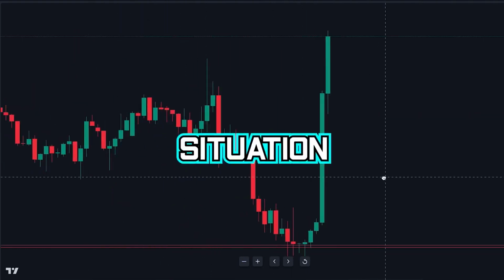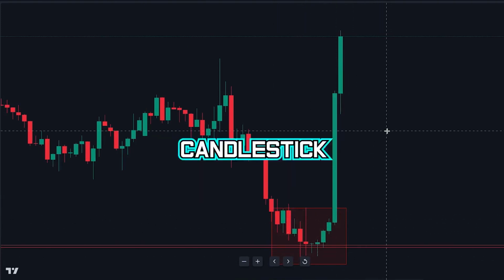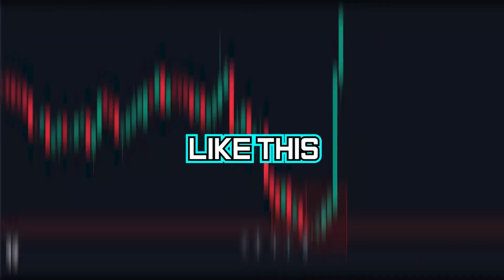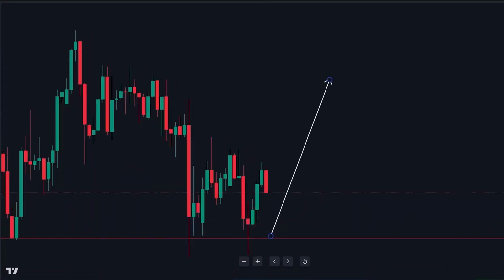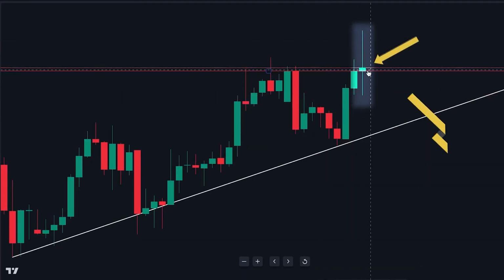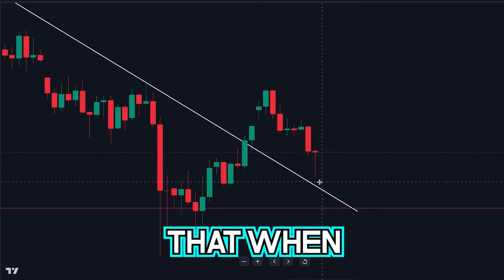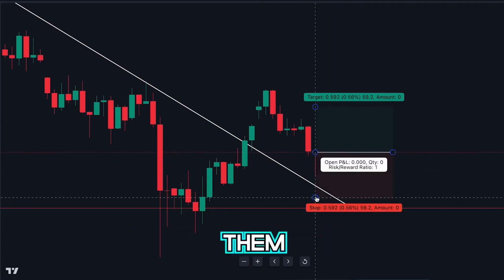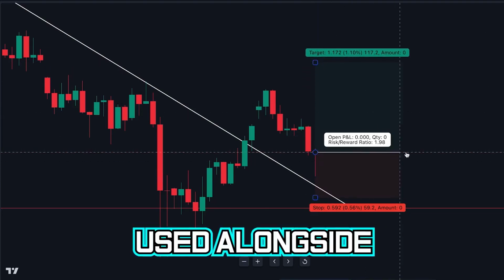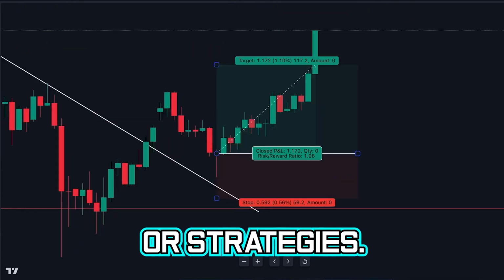Now this is an ideal situation where the candles form exactly how we want them, but in most cases this candlestick pattern will not appear like this and instead will look similar to this. Or this. It will not always be uniform. If in a bullish trend and this candle pattern is formed, it is called a tweezer top, and if in a bearish trend it is called a tweezer bottom. It is important to note that when trading candle patterns you should not use them by themselves, and they should be used alongside other analysis as we did here, or with other indicators or strategies.